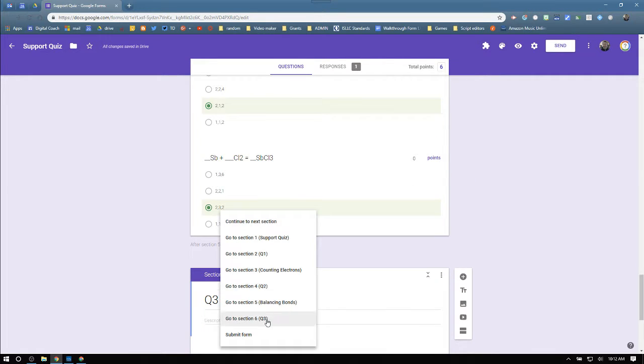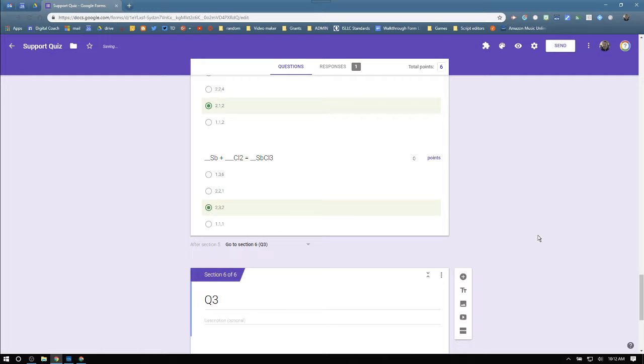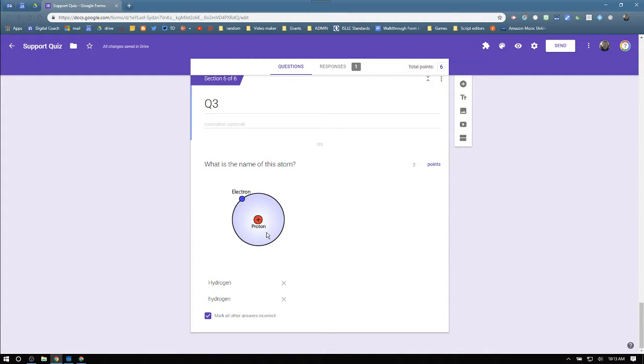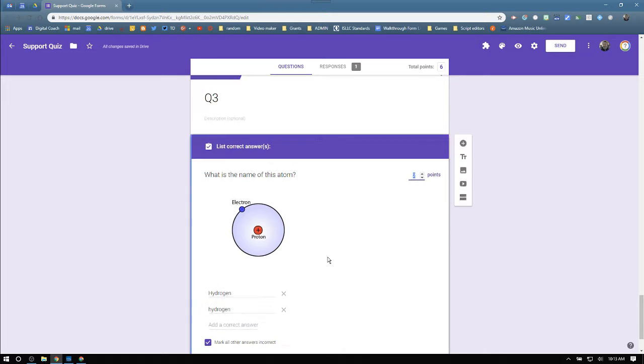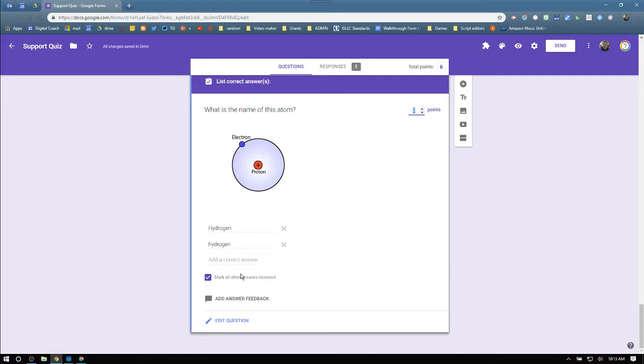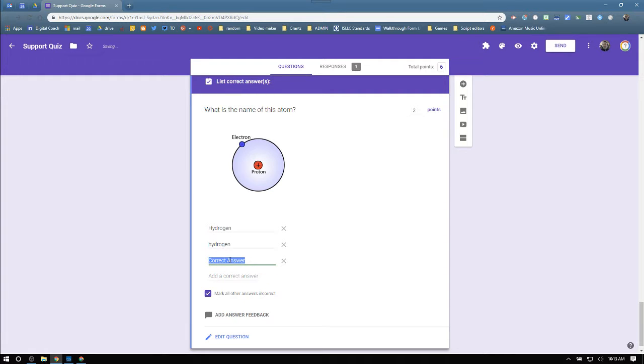If they get it right, when they get done, I want them to go to section 3. And then, what is the name of this atom? This is a response question, so they have to actually type in their answer, and I did lowercase and uppercase, and spelling does matter. If you wanted, you could add all the different variations on how to spell it that you could possibly think of. Maybe they'll just put in an H, so actually HE or whatever. I'm not very good at those.